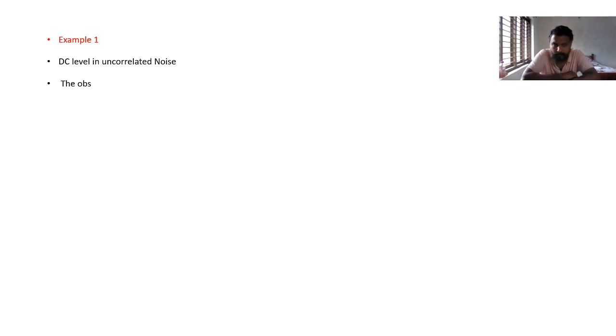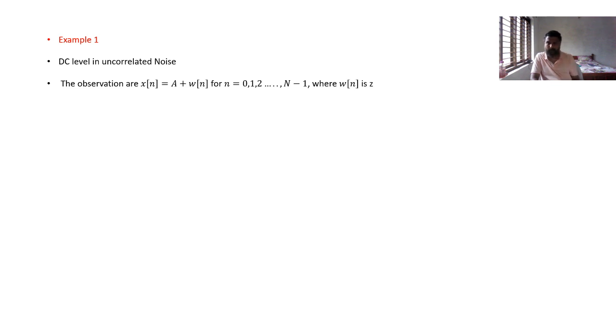The observations are x of n equal to A plus w of n, where n equals 0, 1, etc. up to n minus 1, where w of n is zero mean uncorrelated noise with the variance, that is, the variance of w of n is sigma n square. You have to estimate A.